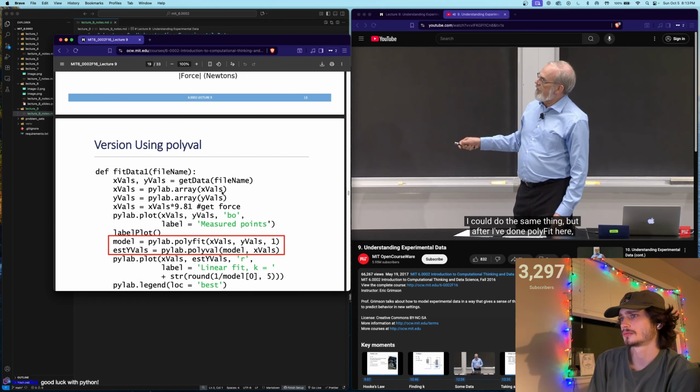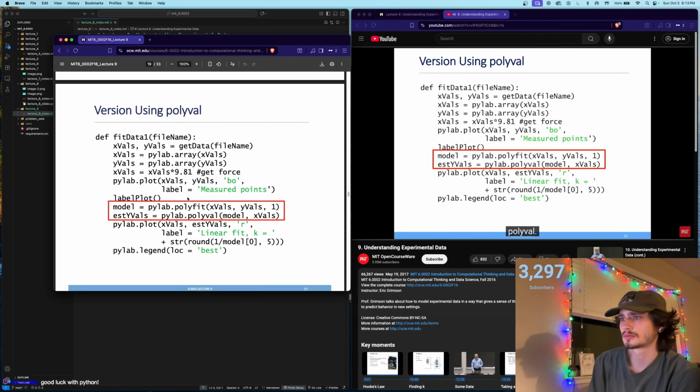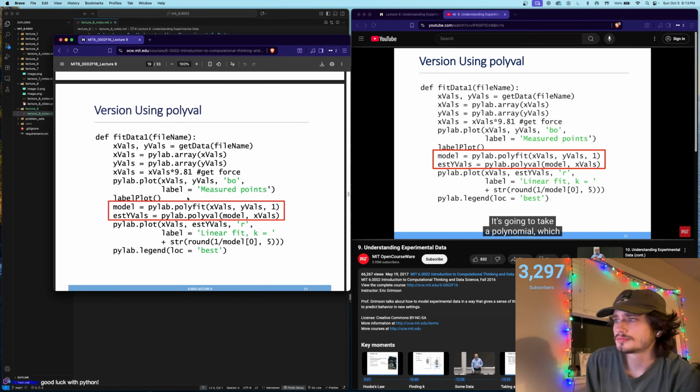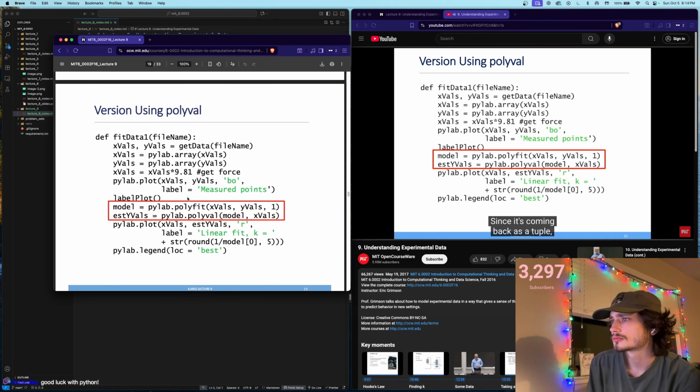I could do the same thing, but after I've done polyfit here, I'm going to use another built-in function called polyval. It's going to take a polynomial, which is captured by that model, the thing that I returned, and I'm going to show you the difference again. Right back here, we returned this as a tuple. Since it's coming back as a tuple, I can give it a name, model. Polyval will take that tuple plus the x values and do the same thing. It will give me back an array of predicted values.